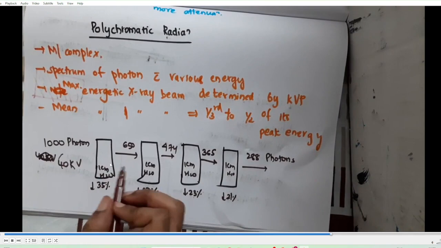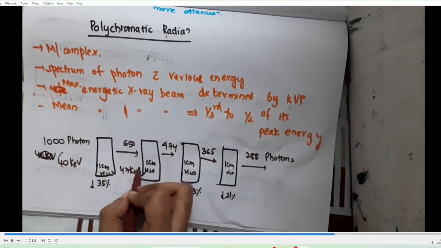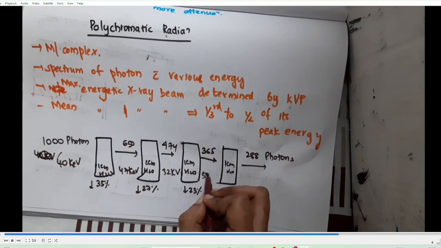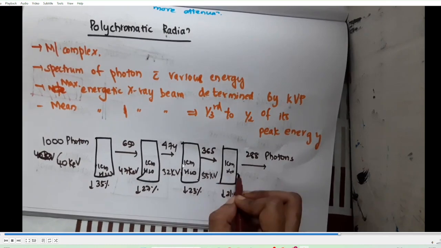On use of the absorber, the number of photons decreases and the mean energy of the beam increases because lower energy photons are attenuated. So if you see here, 40 kilo electron volts X-ray photons passed through 1 centimeter of water, the mean energy increases to 47 kilo electron volts. Again the mean energy is increased to 52 kilo electron volts after the second centimeter of water. After the third centimeter of water, the mean energy is increased to 55 kilo electron volts.